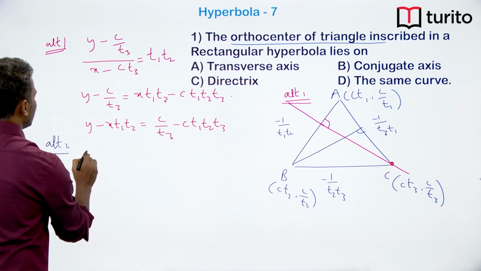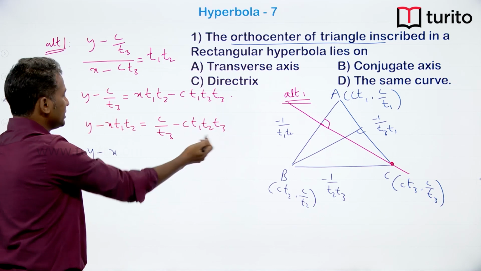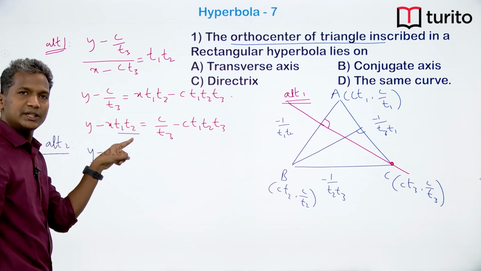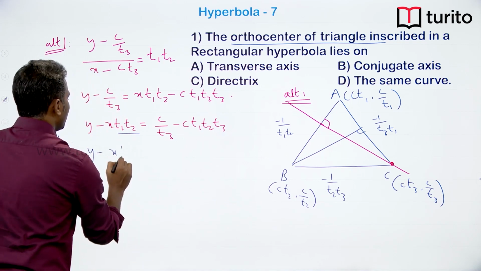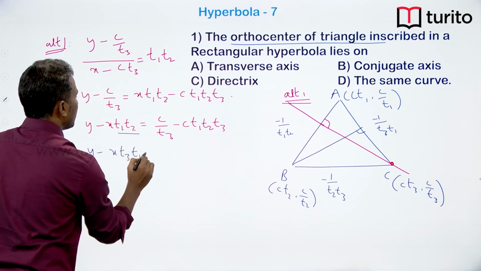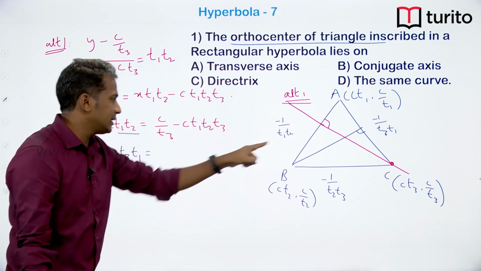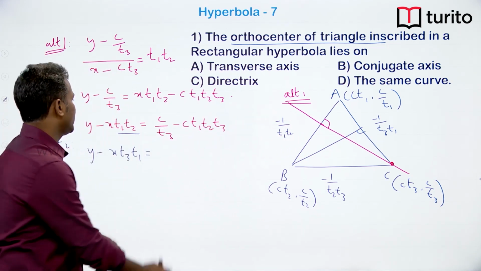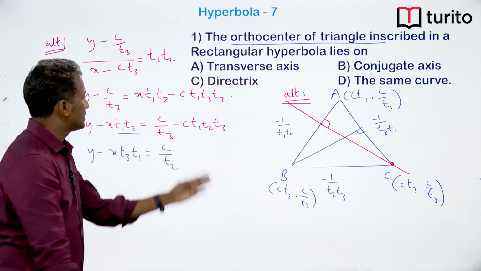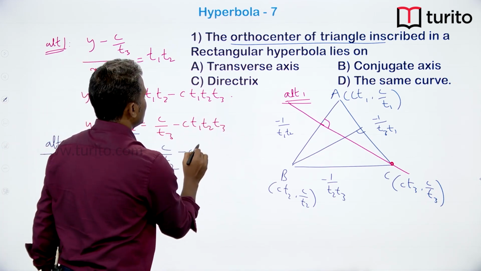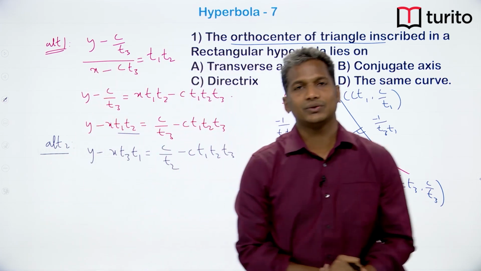So what do I get? y minus x into, here it is passing through t3, but here t3 is absent. So if it is passing through t2, t2 must be absent. So it must be t3 t1 is equal to, if it is passing through t3, t3 is coming in the denominator. So here t2 must come in the denominator. Similarly here all three are coming, so all three must come. So this way we can write the next altitude.